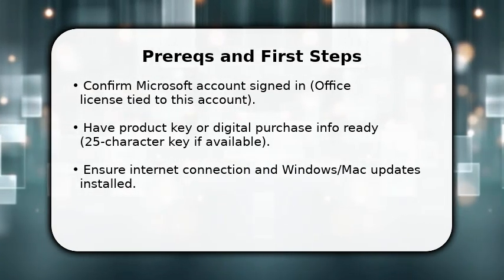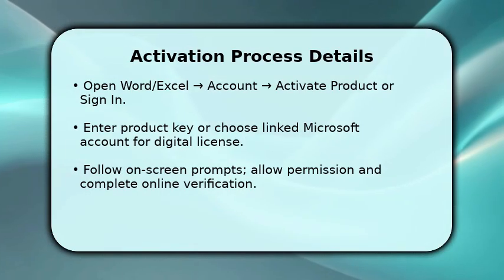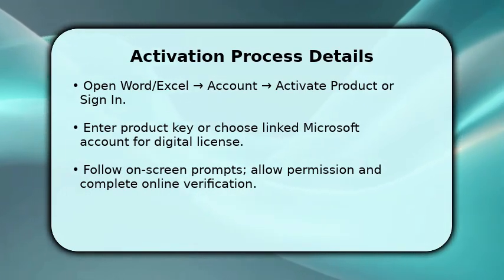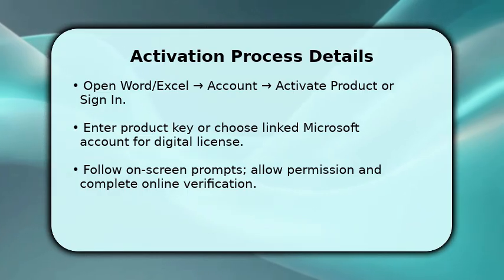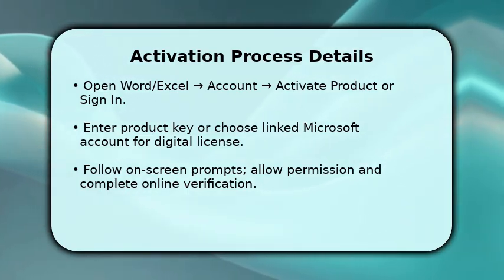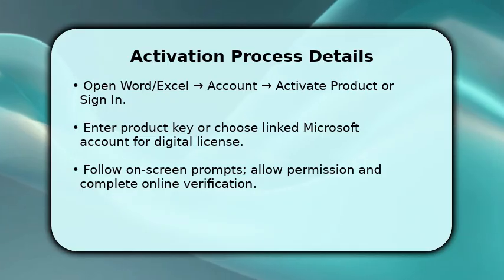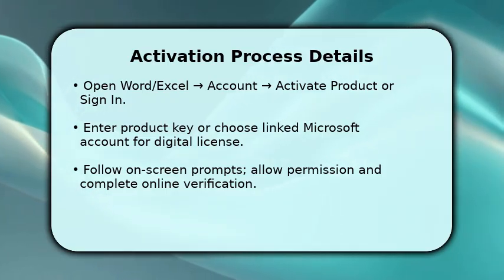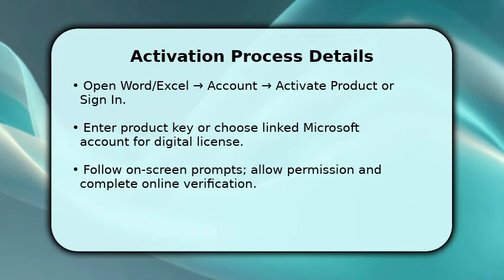You continue by opening an Office app and navigating to Account to trigger activation. This is the central step. When prompted, choose to sign in with the Microsoft account tied to your purchase or enter the 25-character product key exactly as shown. Once entered, follow on-screen prompts and consent to permissions.